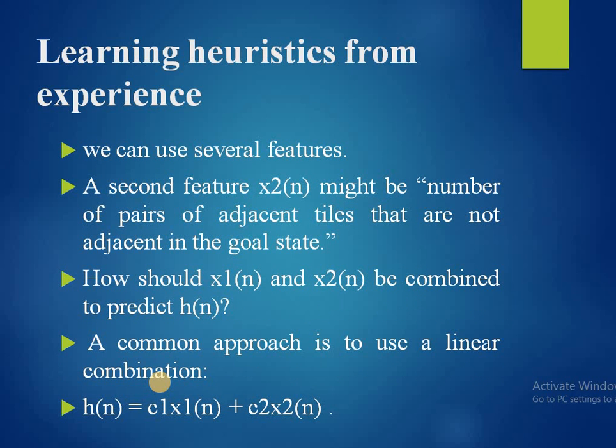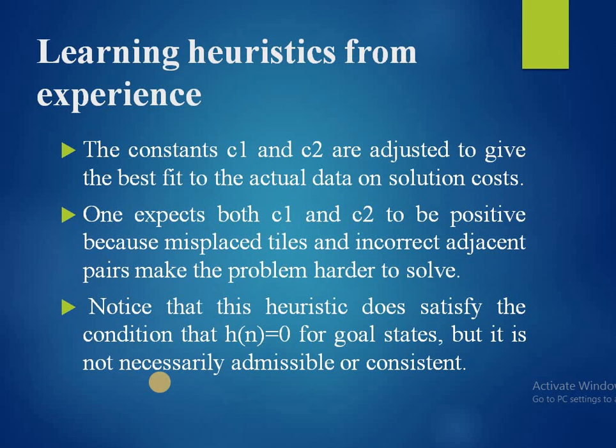We can use several features. A second feature, x2 of n, might be the number of pairs of adjacent tiles that are not adjacent in a goal state. How should x1 of n and x2 of n be combined to predict h of n? A common approach is to use a linear combination, that is, h of n is equal to c1 times x1 of n plus c2 times x2 of n. The constants c1 and c2 are adjusted to give the best fit to the actual data on solution costs.